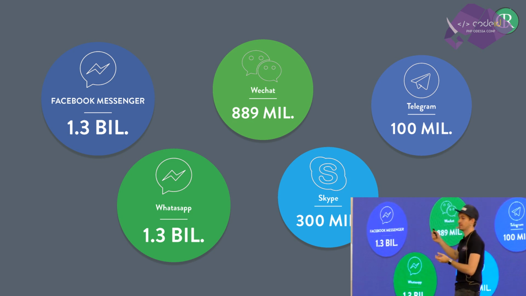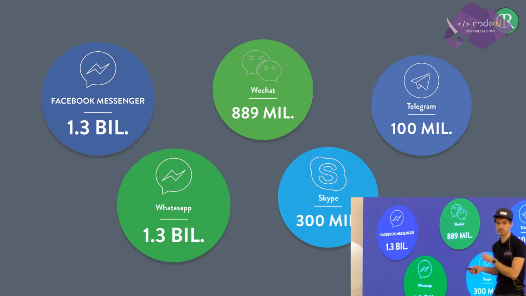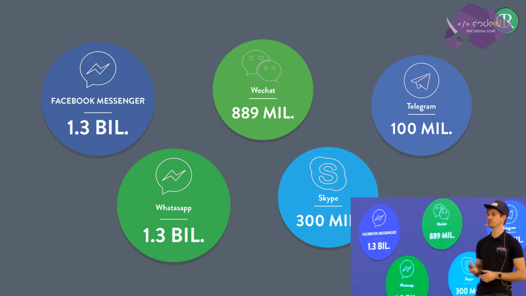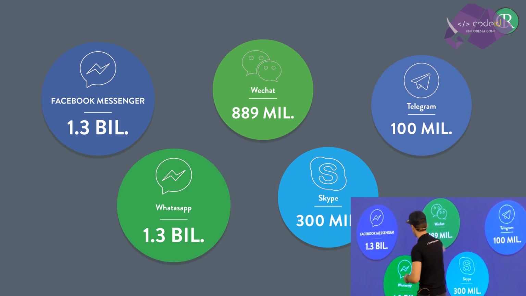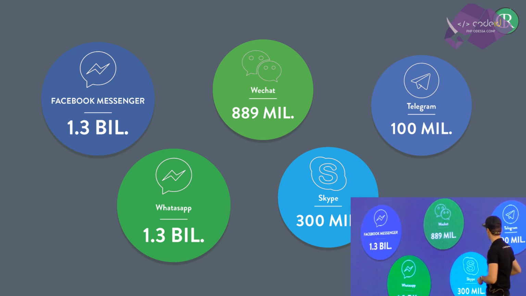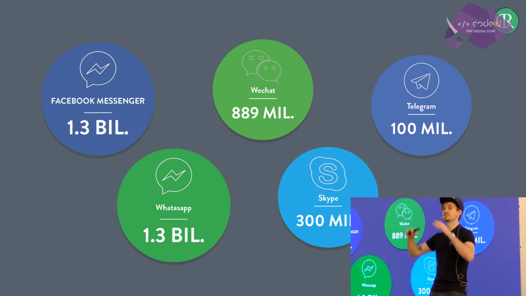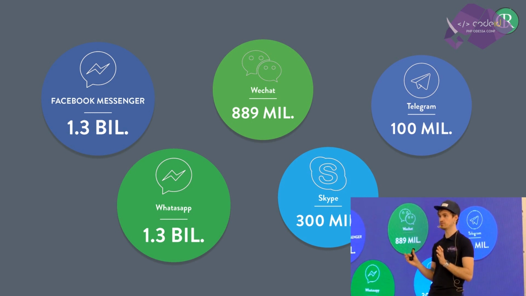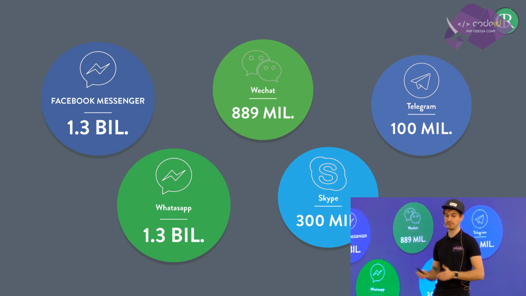And now we have so many users using these messengers. We have Facebook Messenger and WhatsApp with 1.3 billion monthly active users. So it's monthly active users, and that's a lot. WeChat, we have about 900 million, mostly in Asia, Skype about 300, and Telegram about 100. These are huge numbers, and so many people use them, and of course brands, services, and companies want to be there as well.